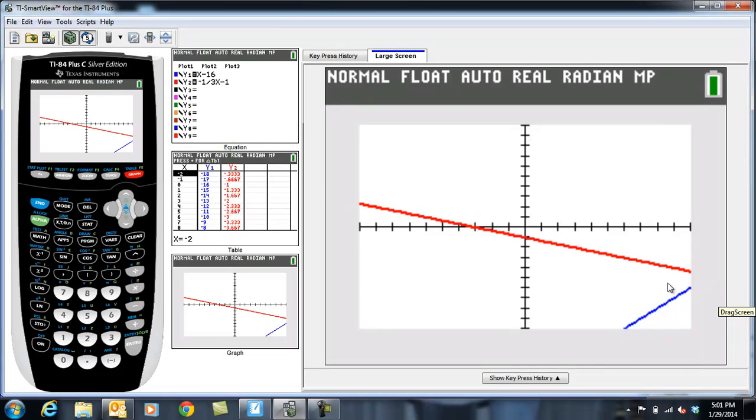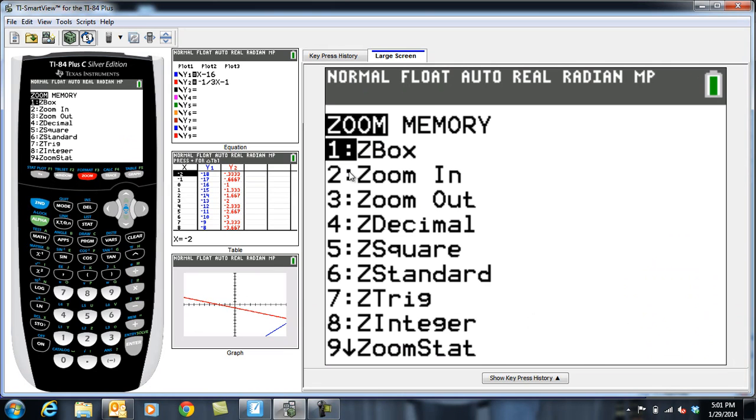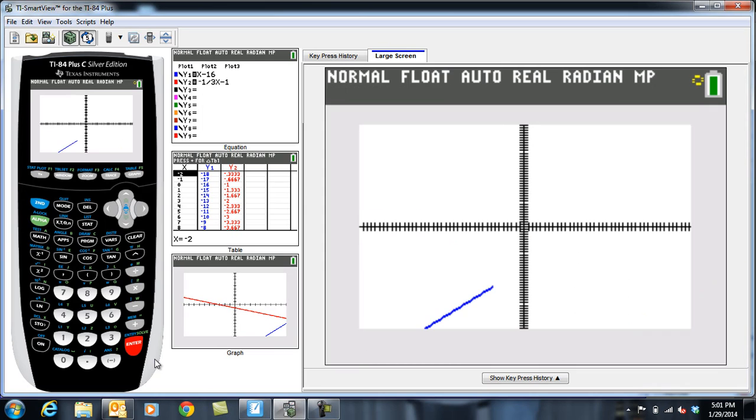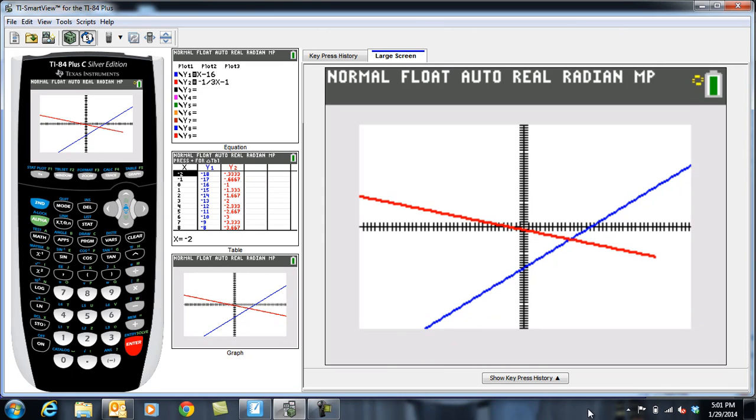So we're going to zoom out over here in this direction. We're going to press the button that says zoom. We're going to choose zoom out, which is option 3. And we want to zoom over here to the right just a little. So I'm going to arrow to the right just a little, couple clicks, no big deal. I'm going to hit enter. So it will zoom in that direction. It's going to reset my screen and draw my graph again. And now you should notice that I can see the intersection point.